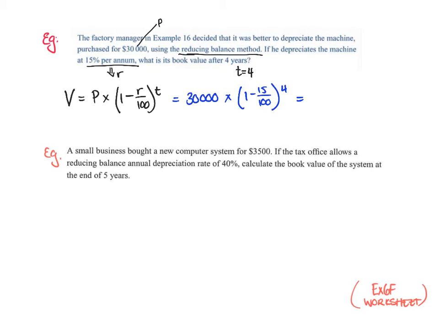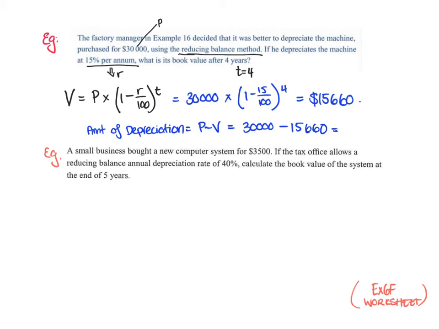If you type that into your calculator, you will get the answer, rounding to the nearest dollar, of 15,660. If I wanted to know the amount of depreciation in this example, I would do the principal minus the value at the time. So I do the 30,000 minus the book value, and that ends up being 14,340. So this would be the amount it's depreciated in the 4 years.